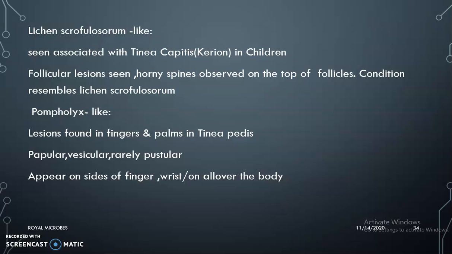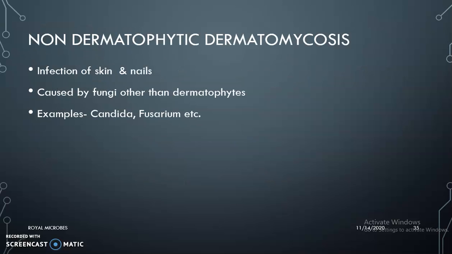Horny spines can be observed on the top of the follicles. The second one is pompholyx-like, that is the lesions seen in fingers and palms in tinea pedis. Here we can see papular, vesicular or sometimes pustular lesions appearing on sides of fingers, wrist and all over the body. Non-dermatophytic dermatomycosis is an infection of the skin and nails caused by fungi other than dermatophytes. Some examples are Candida and Fusarium.